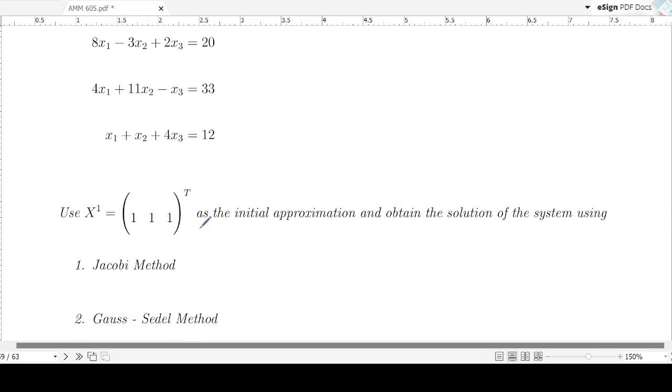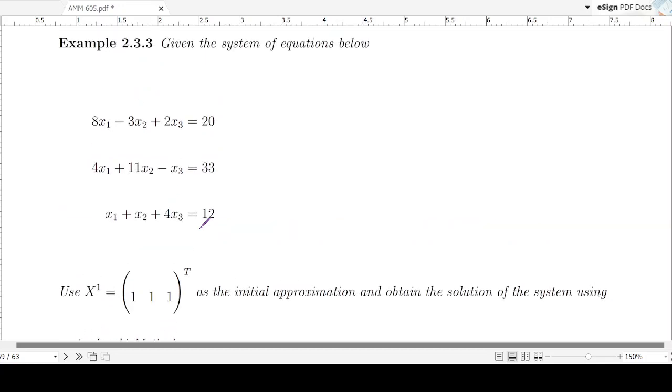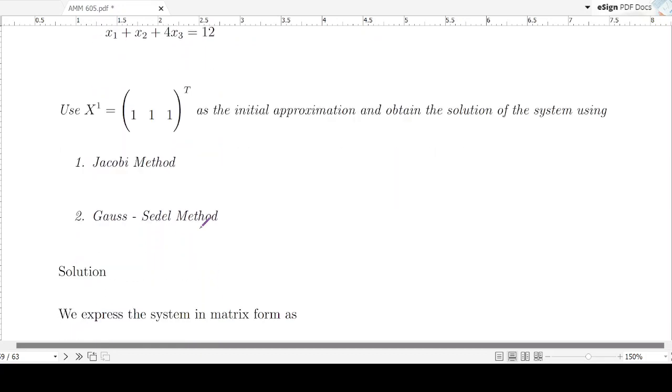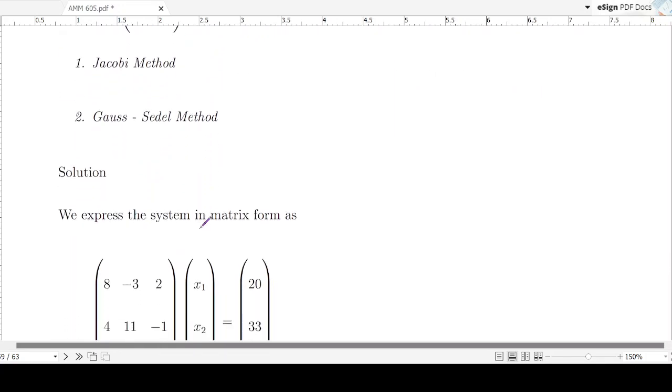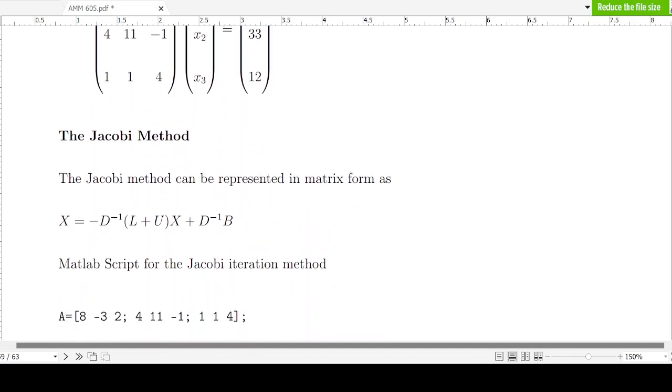You can look at example 3 also. In example 3, you use both the Jacobi and the Gauss-Seidel methods to approximate the solution.